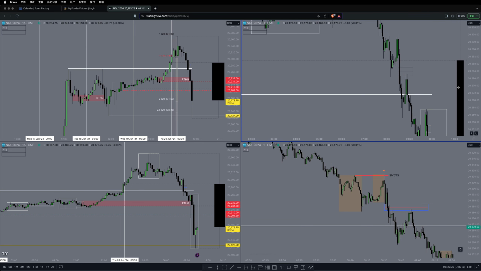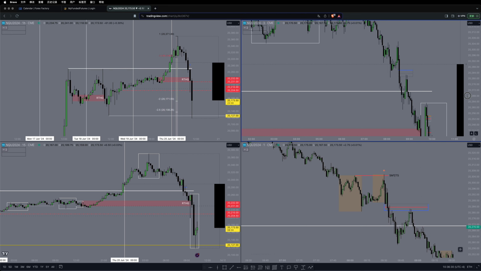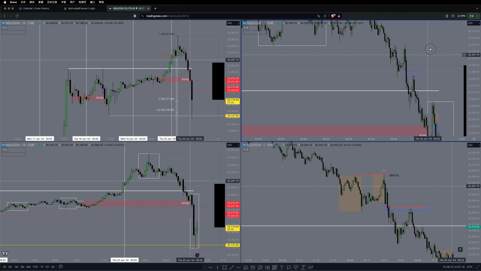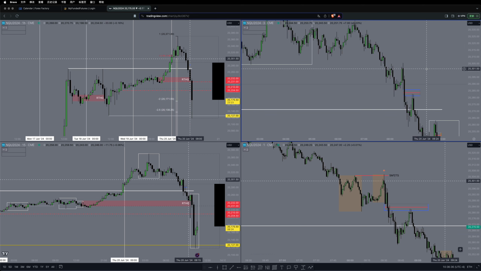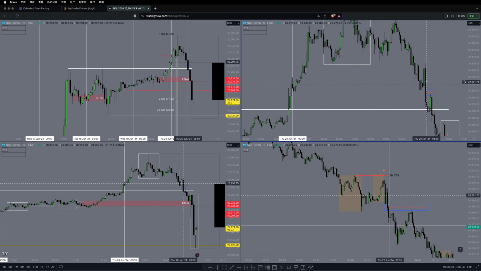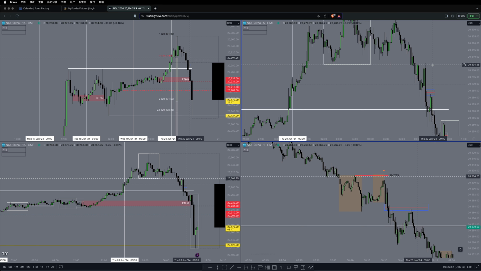I actually hate turtle soup so much. I don't know where it came from, where all this hype of turtle soup and everything came from, but turtle soup is just a higher time frame retracement, and you are seeing it on a lower time frame. It's simple as that.